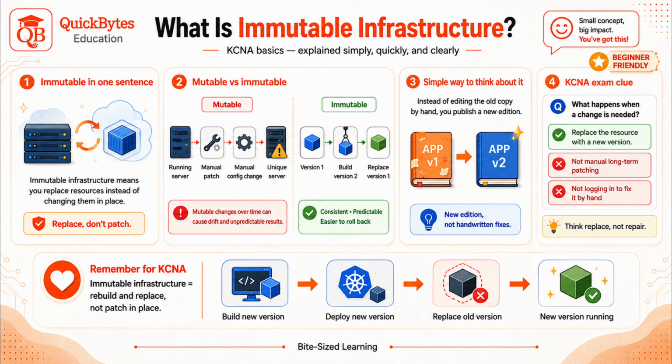In tech, instead of logging into a running server and changing settings manually, you build a new version with the correct settings and deploy that new version. On the KCNA exam, they may test this by asking what immutable infrastructure does when a change is needed. The answer is, replace the resource instead of modifying it directly. That visual is the whole concept. Mutable means change it in place. Immutable means replace it with a new version.